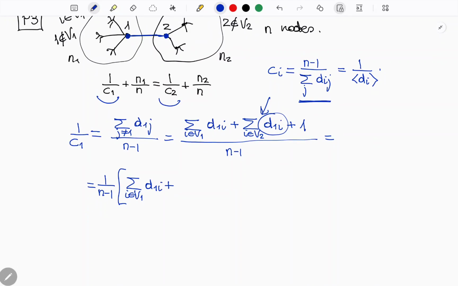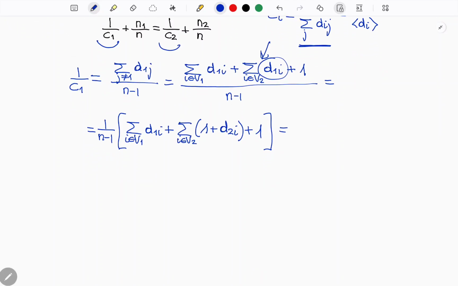So the second summation is going to be, for all the nodes in V2, 1 plus the distance from 2 to i. Here I changed this: these are the distances from node 2 to i. And I added this plus 1 because they are separated by one more step. And then I have to write the plus 1 there. So I have the plus 1, and that's it.